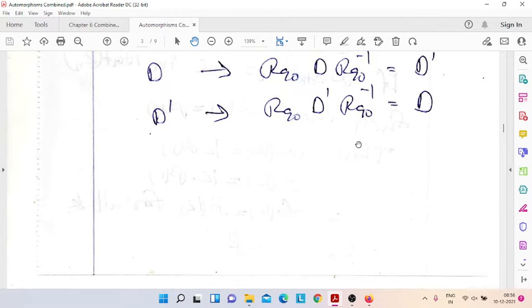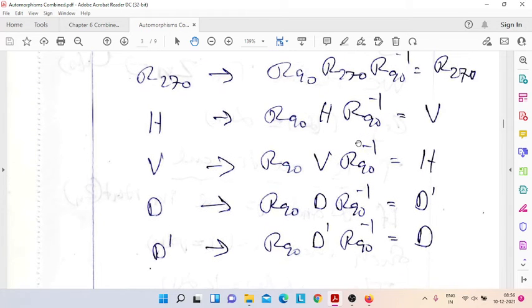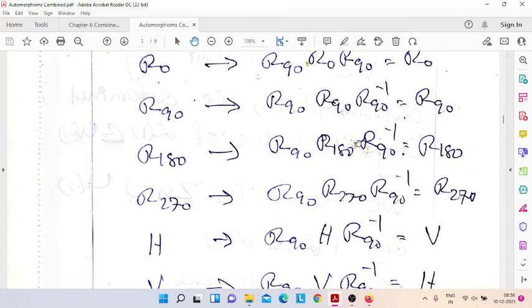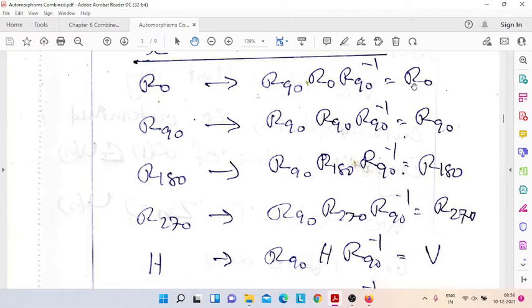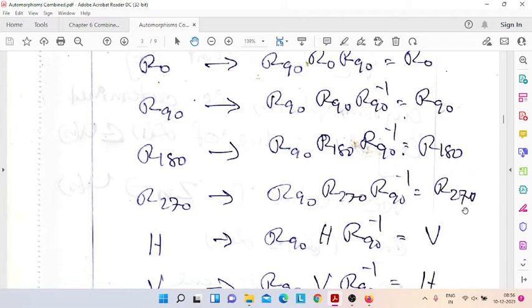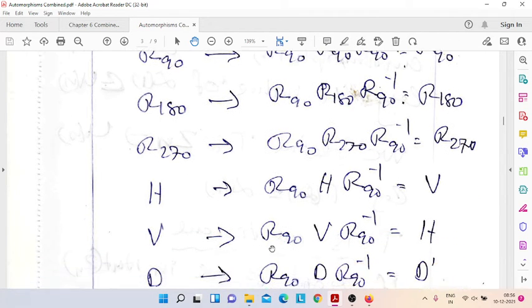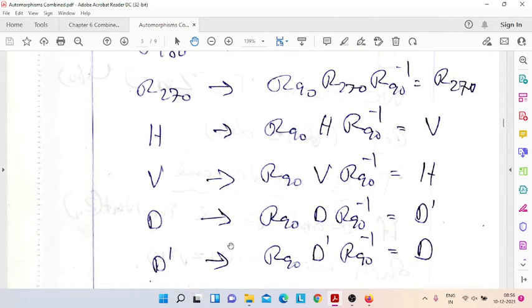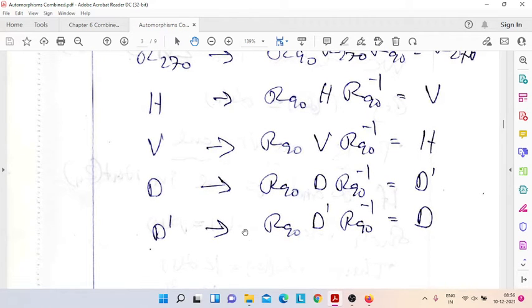This way you can see that the elements are the same, but R0 is mapped to R0, R90 is mapped to R90, R180 is mapped to R180, R270 is mapped to R270, H to V, V to H, D to D prime, D prime to D. These are the effects of the inner automorphism induced by the element R90.